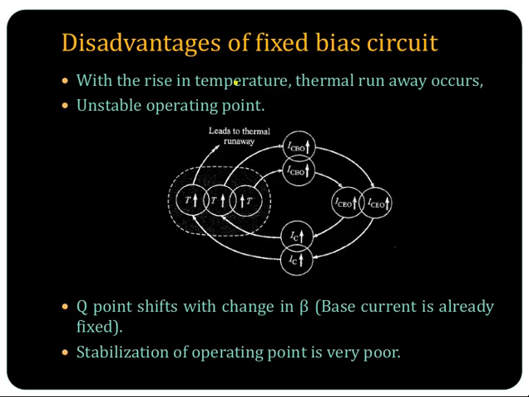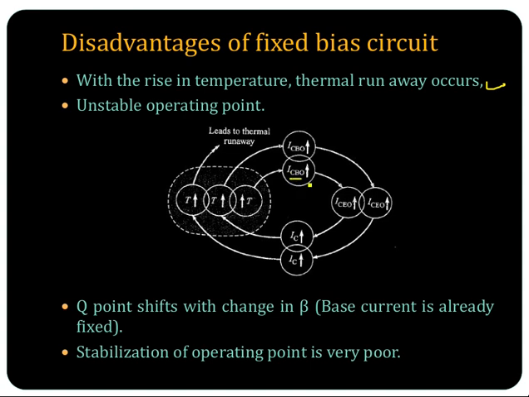But the limitation here is that this circuit has some disadvantages. So fixed biasing is seldom used. So what are the disadvantages? With rise in temperature, thermal runaway occurs. We saw with rise in temperature, IC is increasing by about 50%. So the operating point is unstable here, isn't it? Operating point will vary as temperature changes. IC is varying. So how is this happening?